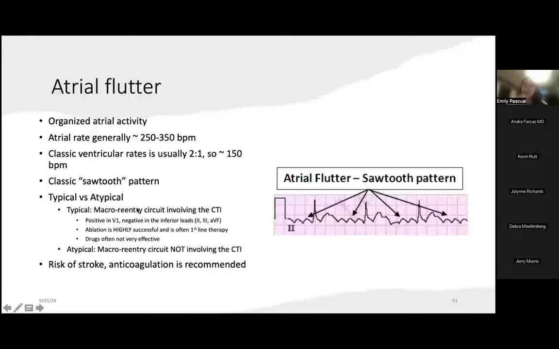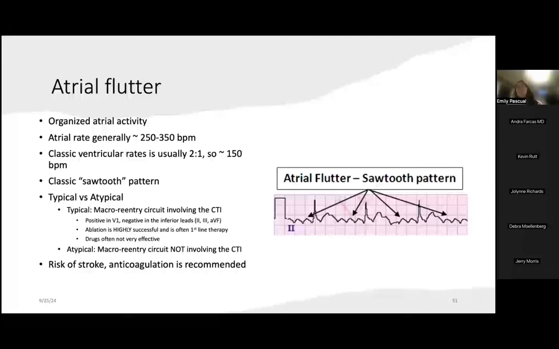So atrial flutter is organized atrial activity. Instead of the atrium squeezing and contracting normally, it's just fluttering. So the atrial rate is very rapid. The atrial rate's anywhere from 250 to 350 beats per minute.